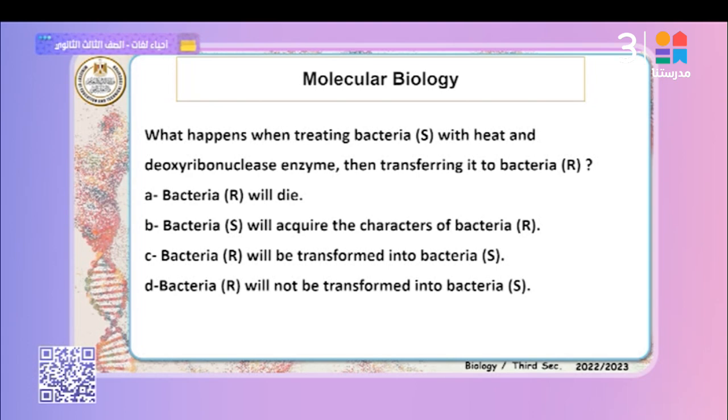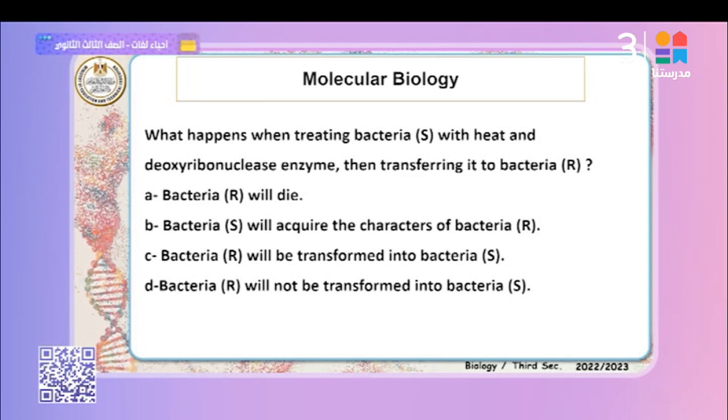What happens when treating virulent bacteria strain S with heat and deoxyribonuclease enzymes, then transferring to bacteria R? Bacteria R will die? No, it is not affected. Bacteria S will acquire the characteristics of bacteria R? No, bacteria R gains the genetic material of strain S, not the other way around. Bacteria R will be transformed into bacteria S? No. That's right. Why? Because the deoxyribonuclease enzyme destroyed all the DNA in strain S, so the bacterial transformation does not occur. So the best answer is D.